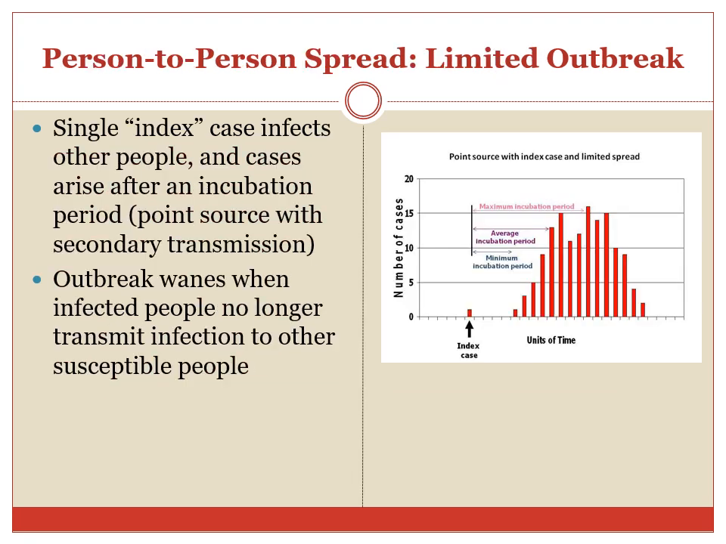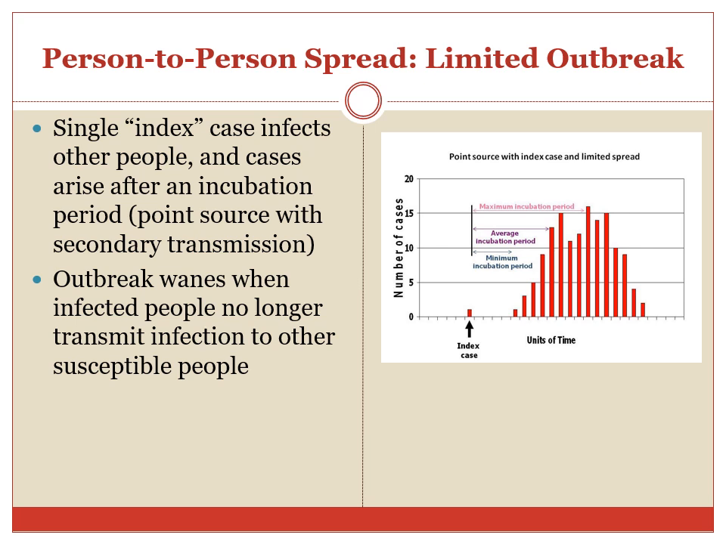So with person-to-person spread, you can have a limited outbreak, meaning you have a single case here that gets the infection. They infect other people within the incubation period, and then you have some cases, and that's it. So it means that one index case infects a few people, and then the outbreak dies out. Okay?